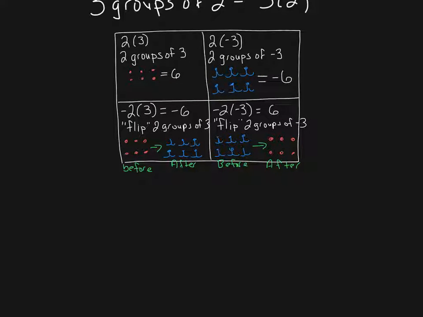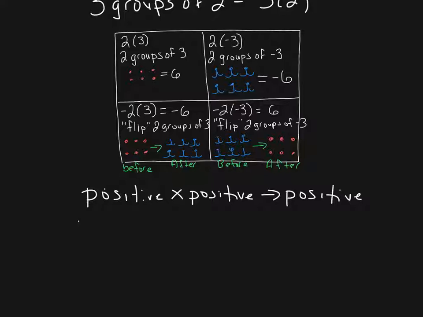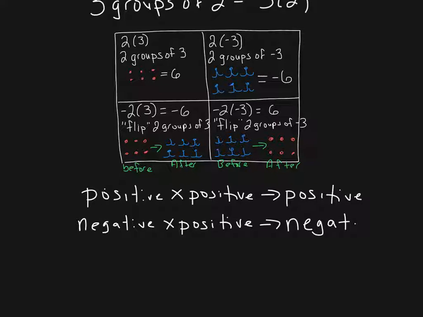So if we were going to generalize what we just did here, we can start to look at patterns, and we notice that a positive times a positive is always going to give us a positive. And then if we have a negative times a positive, and since we know that multiplication is commutative, meaning we can switch its order, anytime we have one negative, one positive, we actually end up with a negative value.